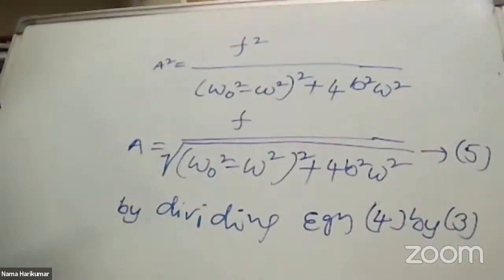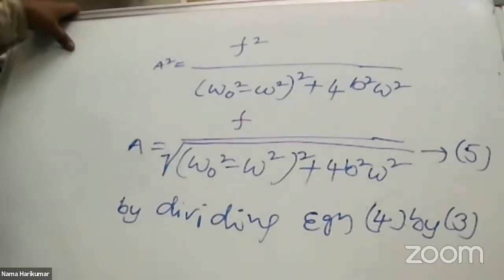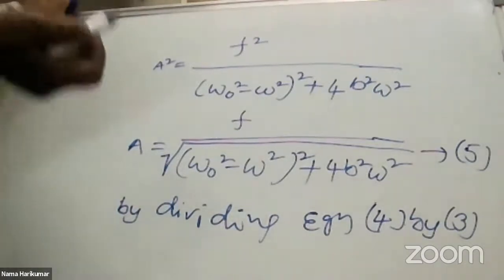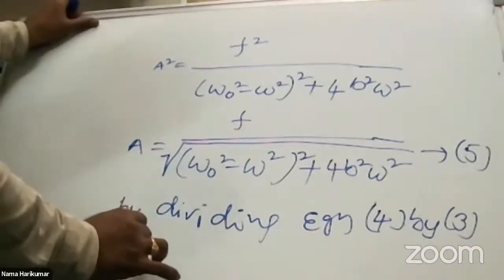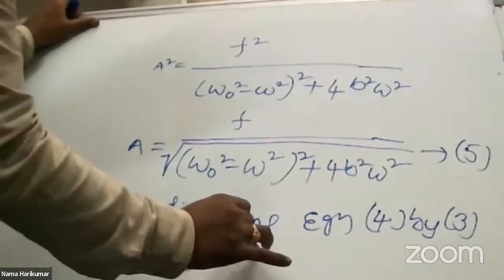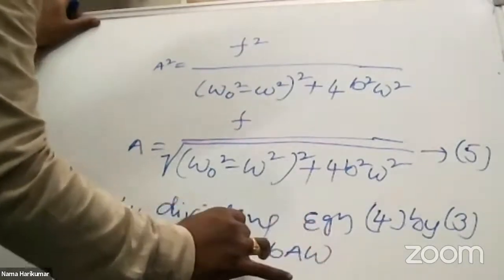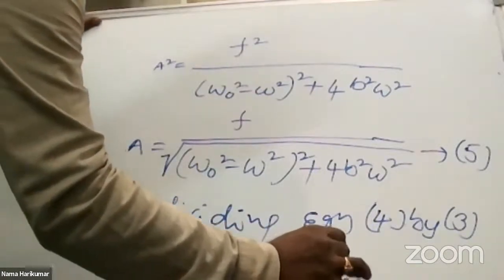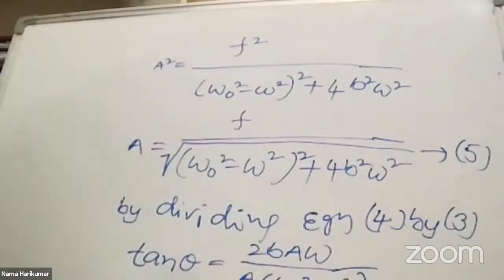4 by 3. In the fourth equation, 2b a omega equals f sine theta. In the third equation, a into omega naught square minus omega square equals f cos theta. So dividing 4 by 3, sin theta by cos theta, that is tan theta, equals 2b a omega divided by a into omega naught square minus omega square.